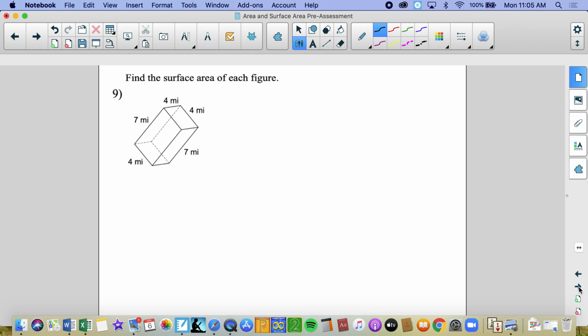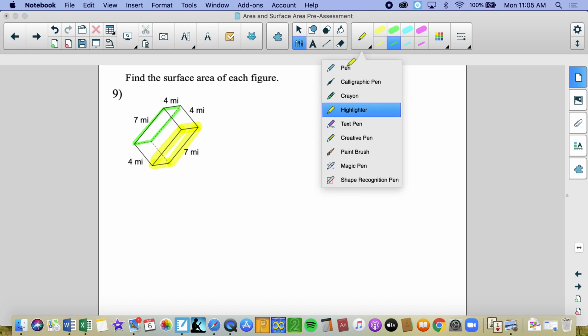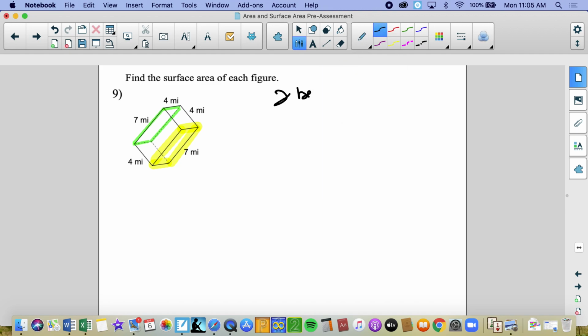The next figure, number 9, we got to pick our base. I'm going to pick a less traditional base. I'm going to call this my base, and then the parallel base is going to be up here. So that shape of my base is a rectangle. I see that it has 2 bases, 2 base shapes, so we know that it's a prism. And the shape of the base is a rectangle. So this is a rectangular prism.